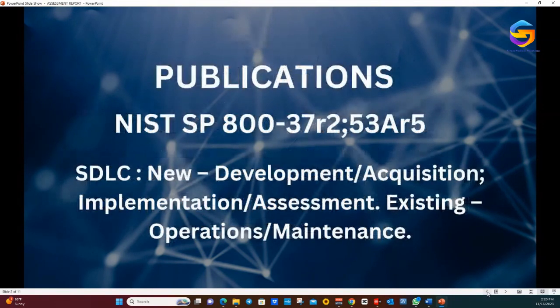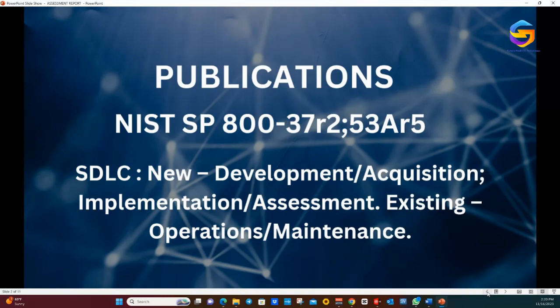Now, let's look at the publications. The publications here are going to be 800-37 revision 2 and 800-53A revision 5. The A stands for assessment. So when you get into the exam room, don't forget, when you see 53A, that should give you the clue that we're talking about the assessment.